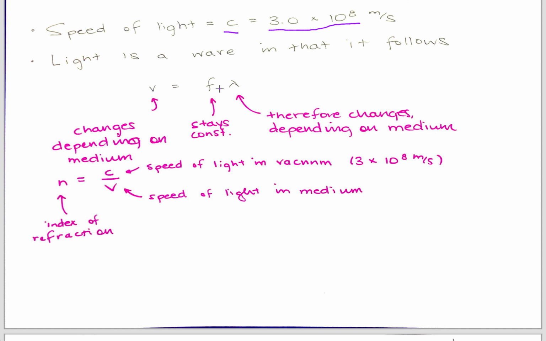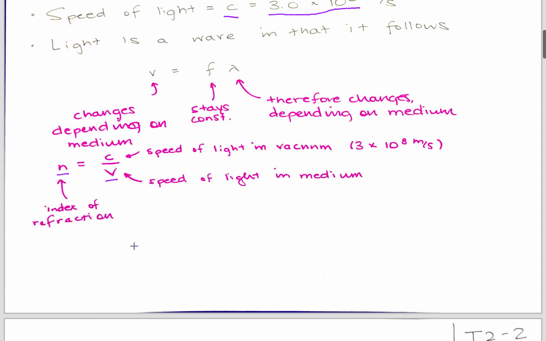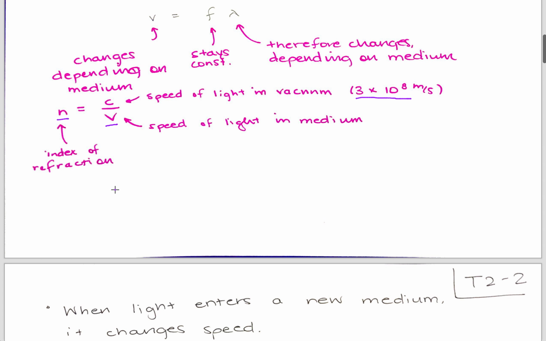So v changes, but f stays the same, which means then if v is changing, lambda has got to change depending on the medium. We have a relationship to figure out what the speed of light in the medium is. n equals c over v. n is a special attribute called the index of refraction that we give to all sorts of different mediums that light can travel through. It's simply the ratio of the speed of light in vacuum, again, that's hitting its limit, 3 times 10 to the 8th, that's c, always, and v is the speed of light in that special medium.